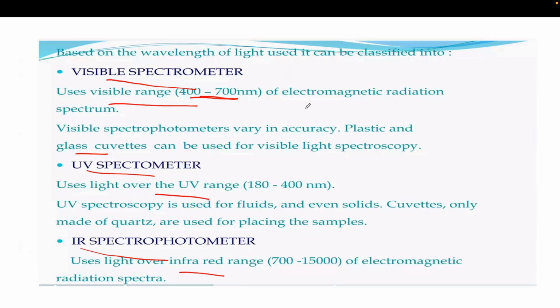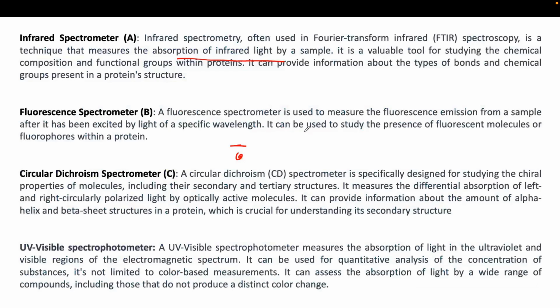In the case of the visible spectrophotometer, colorimetry comes in. Here also colorimetry applies, but it is not limited to color-based measurement. It can also identify a wide range of compounds, including those that are transparent and do not produce any distinct color. We can identify their concentration through the UV visible spectrophotometer.